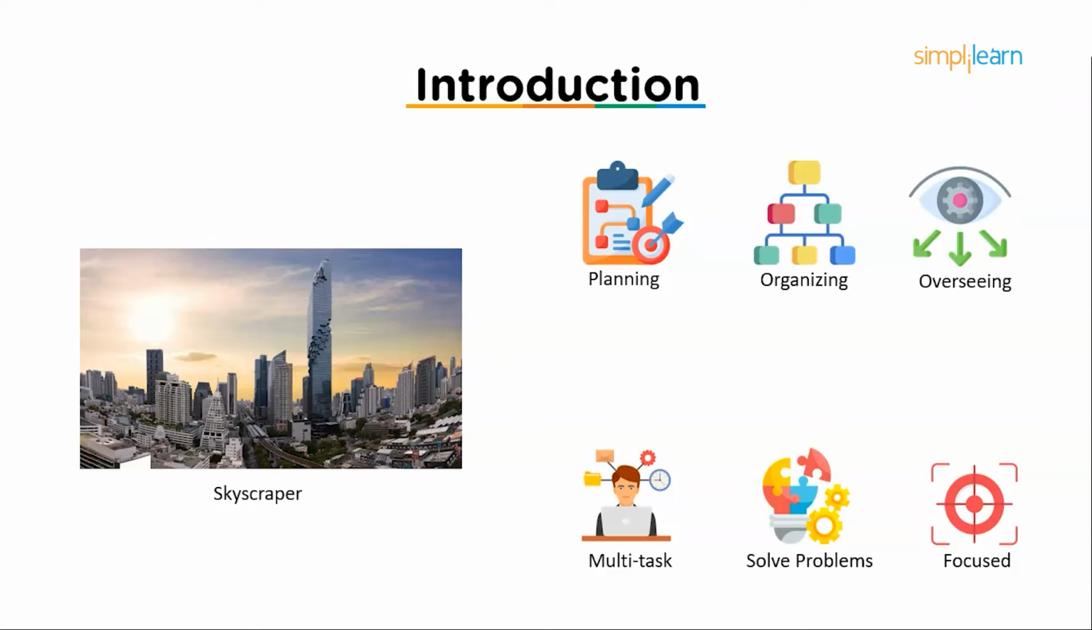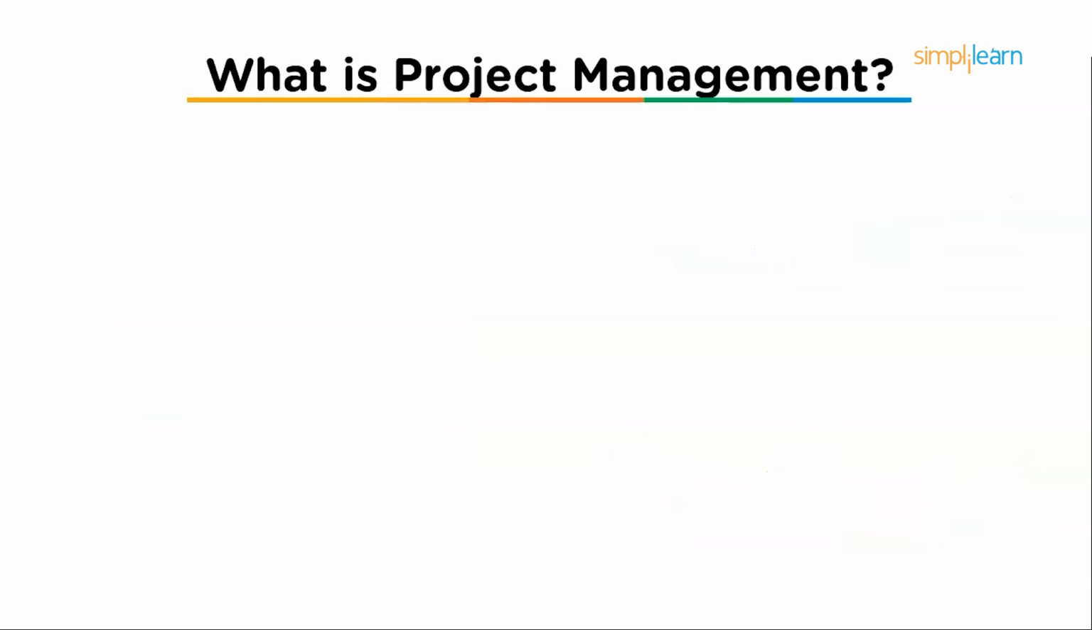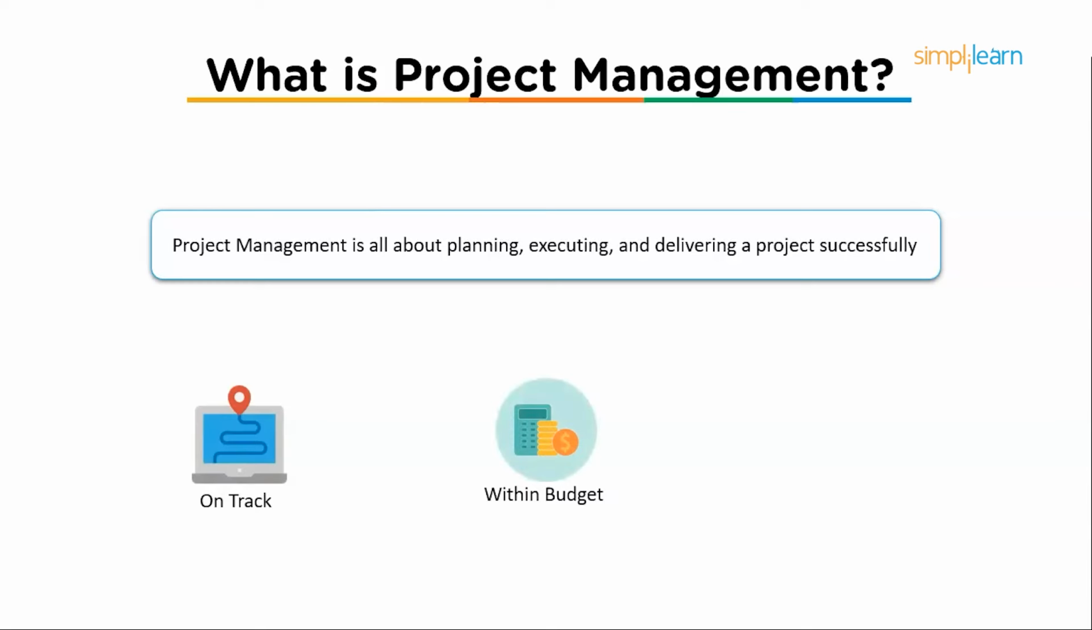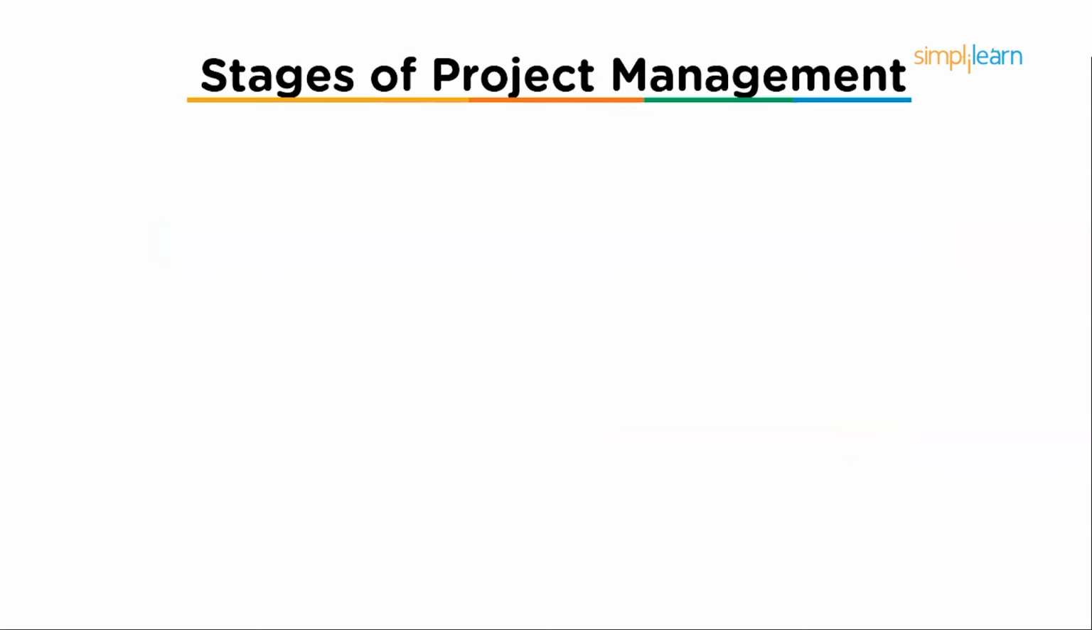Now, moving on to what is project management. So, project management is all about planning, executing, and delivering a project successfully. It ensures everything stays on track, within budget, and meets the goal. So now let's move on and see what its four stages of project management are.